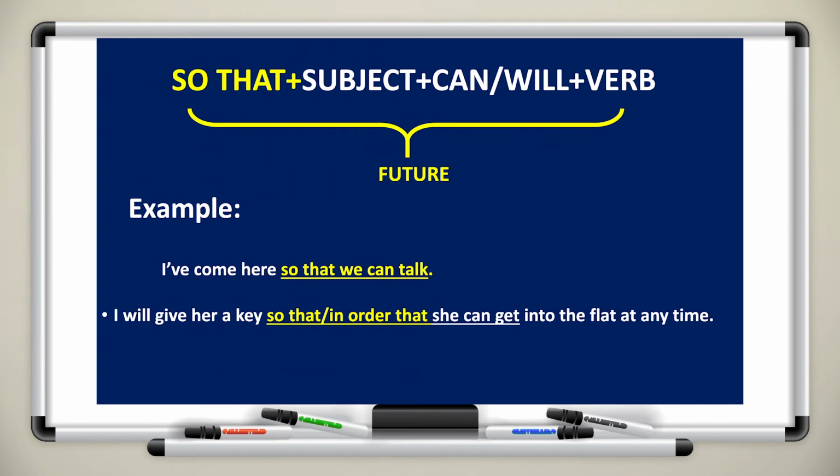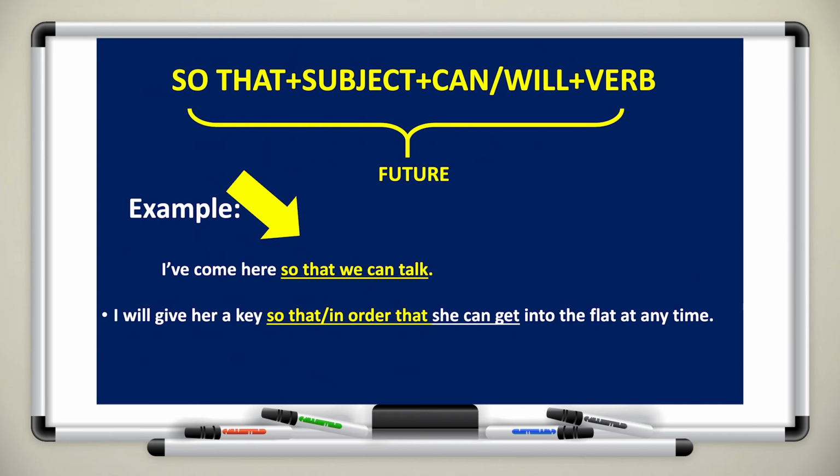Let's look at the first one. If you decide to use so that, let's see how we can form the clause. It's followed by the subject. So that plus subject plus can or will plus the verb. Now, it all depends on the tense of the verb. If we're going to be using the future tense, we'll use can or will. Let's see how that works.